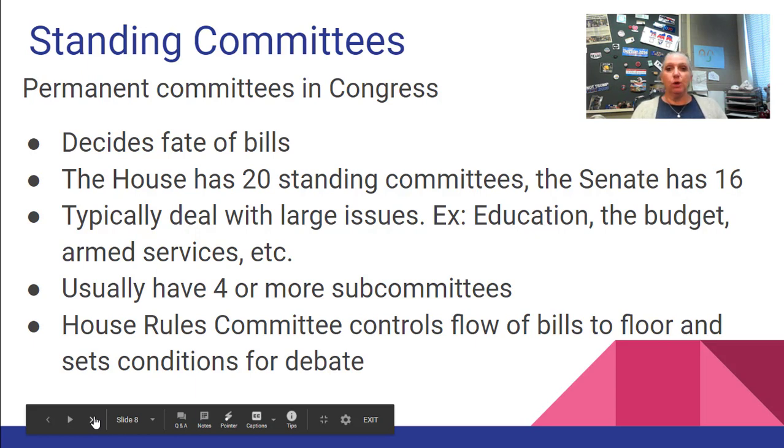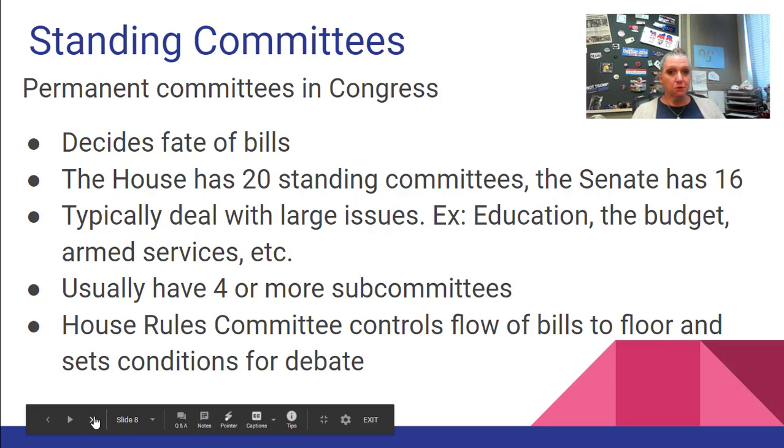These committees are going to be kind of broad-based, like education, budget, appropriations, armed services, defense. But inside that committee, they will break themselves up into subcommittees that are going to be more specific, that start to look at certain types of bills versus very broad education bills.